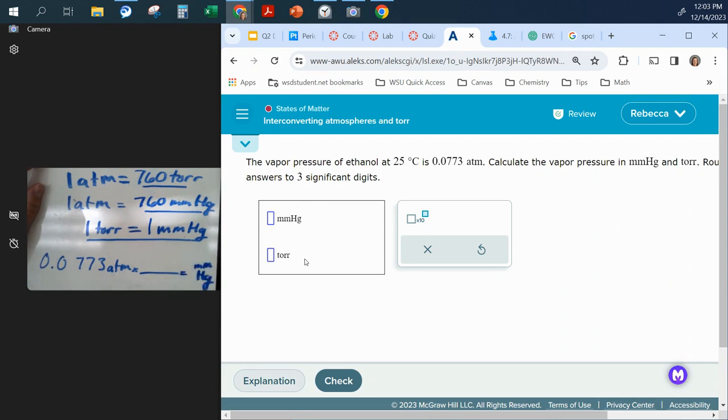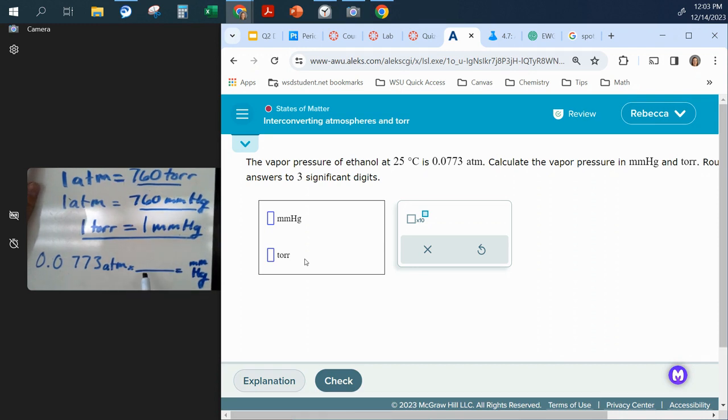Okay, I'm looking for millimeters of mercury. What should our conversion factor be to convert atmospheres to millimeters of mercury? 760 millimeters of mercury for every 1 atmosphere. That comes straight from our conversion. We're doing okay there? So then atmospheres cancel out, we end up with millimeters of mercury, and we just need to type that in.